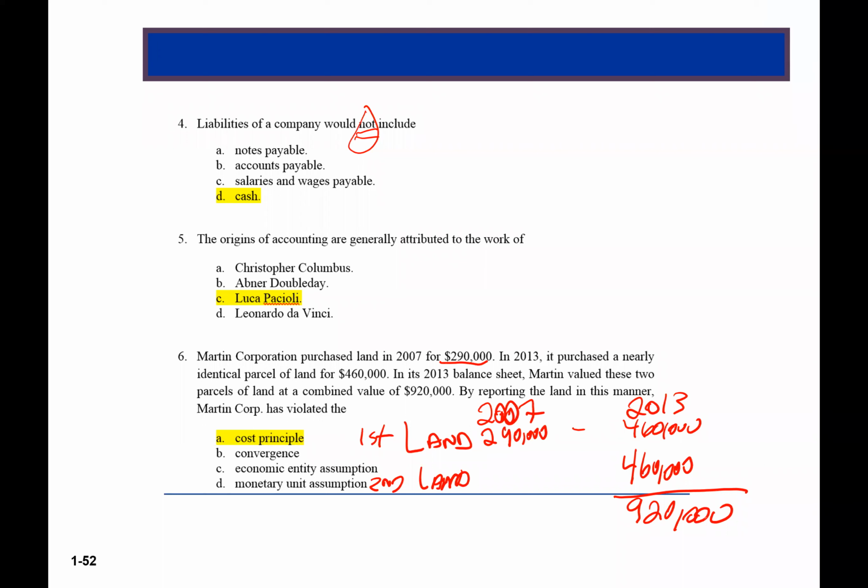No. No, they should have what? Left that second piece of land at $290,000. So what? $290,000 plus $460,000 is how much, guys? $740,000. The total should have been $740,000, you say? Correct. Okay, not $920,000. So what happens? They violated the historical cost principle, right? The historical cost principle says that you value fixed assets like property, plant, and equipment at historical cost, right? What you paid for it.